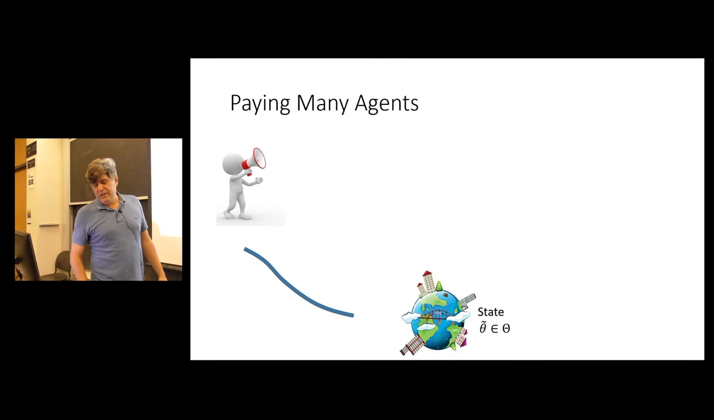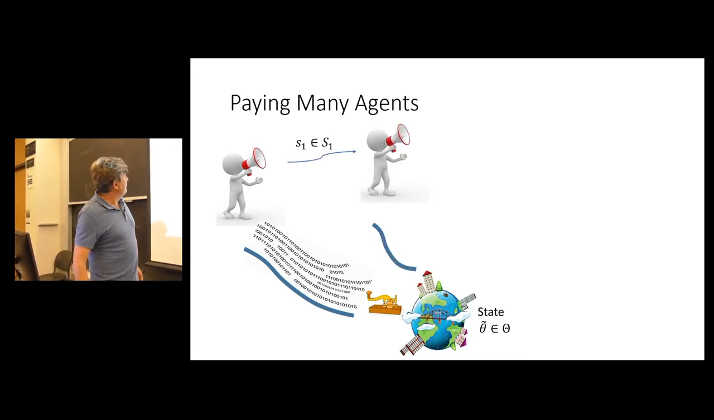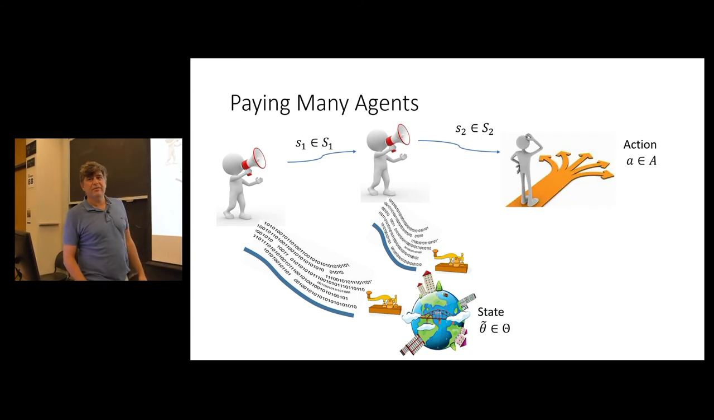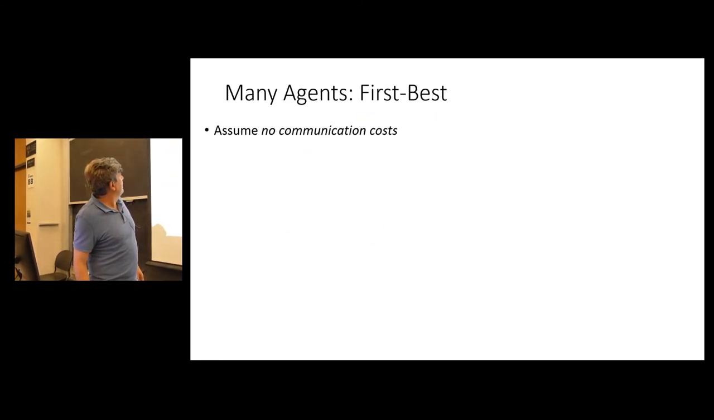Now we want to ask: what happens if you can hire many agents instead of one? Why would we want to do that, and how does it help? Here, one agent gets information and sends a signal to the next agent, who gets more information and sends another signal. You could have many agents, and in the end you choose an action. You can also compensate the agents based on some payments. So first of all, why would you want to hire many agents?